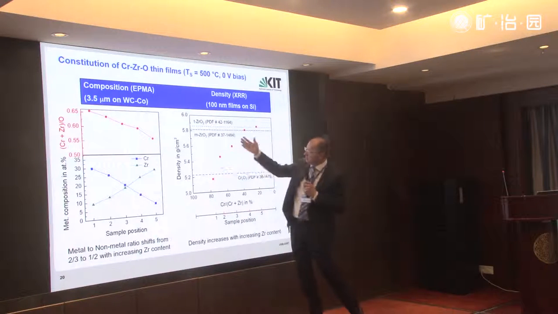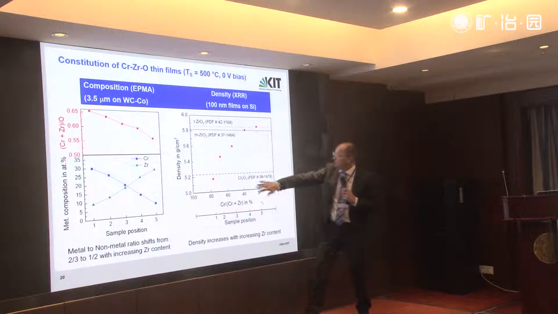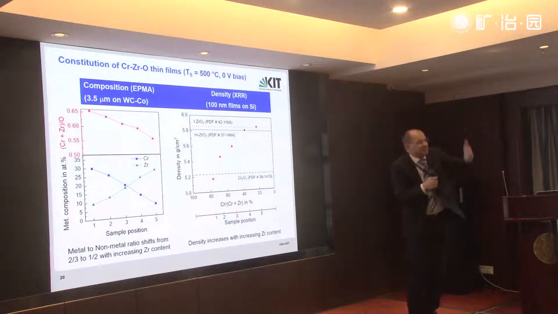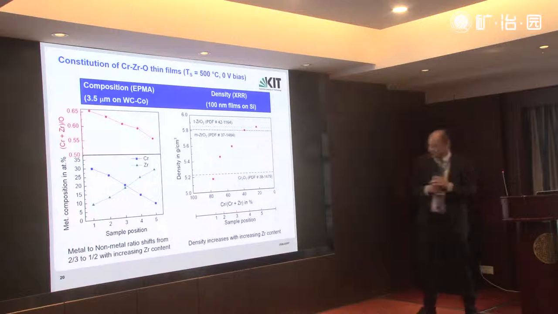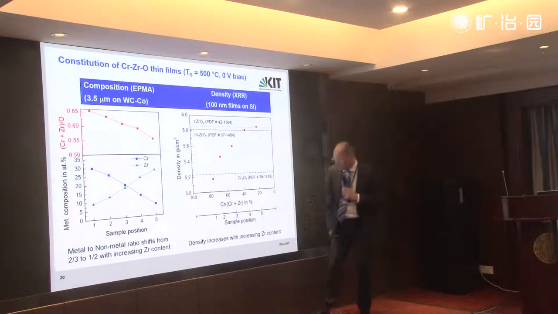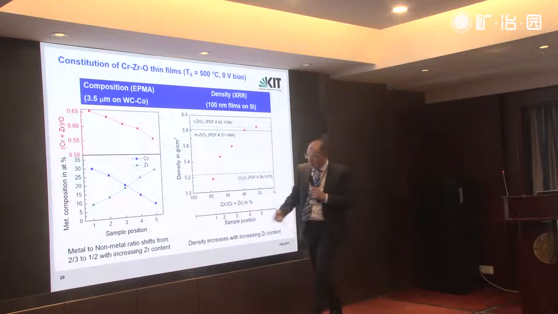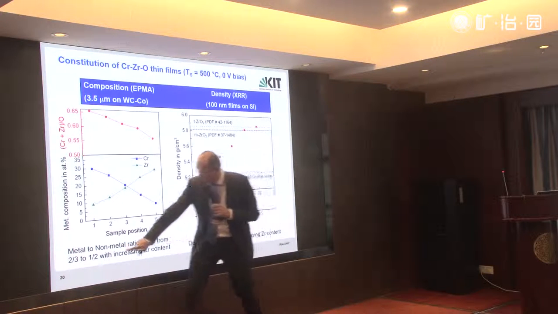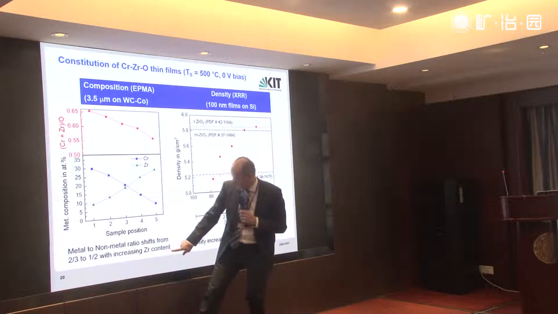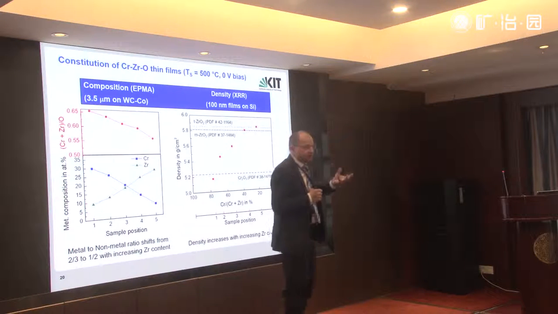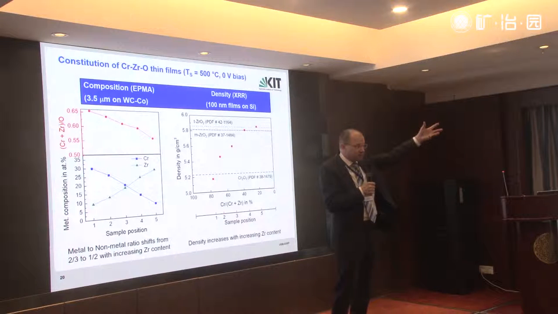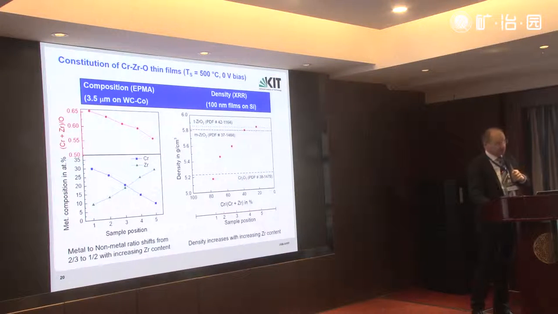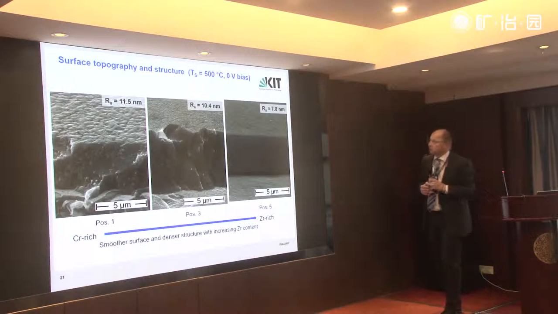And by XRR, we can also find out that there is a change in the density of the material. So from position 1 to position 5, it is increasing in accordance with the properties of the chromium oxide and the zirconium oxide material. So the density increases with increasing zirconium content. Also, we find out that the metal to non-metal ratio shifts from 2/3 to 1/2 with increasing zirconium content. And this is not very surprising, because we are starting with a corundum type structure and ending up in the zirconium oxide structure. And this is related to the metal to oxygen relationship.